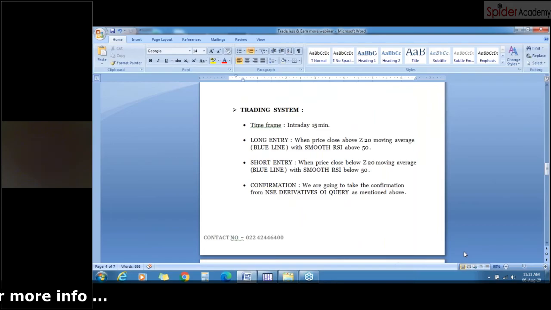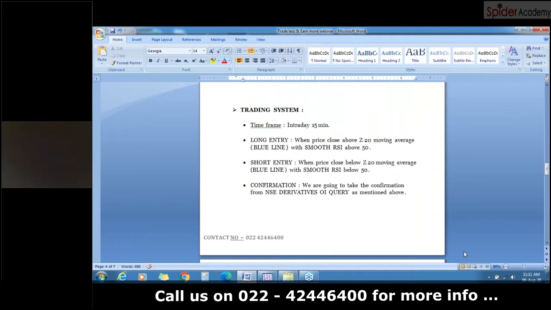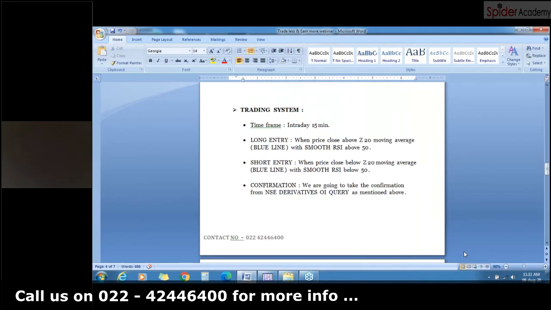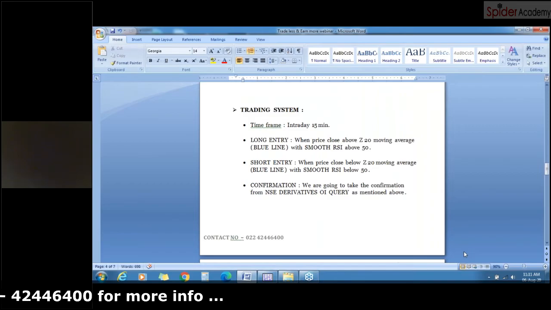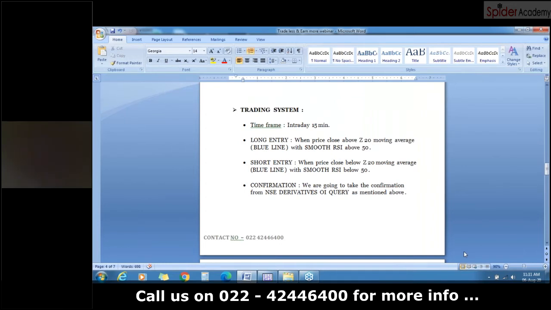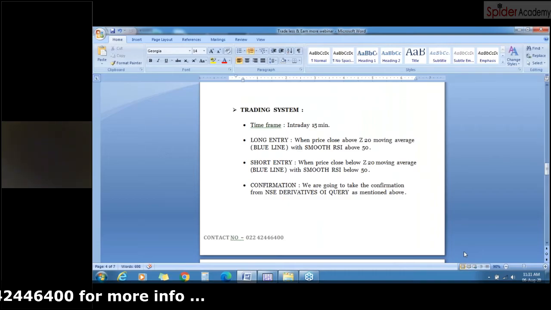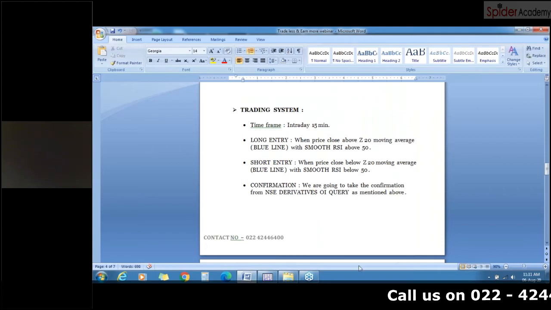Then how we will go for a long entry: when the prices close above the Z20 moving average, that is the blue line as I have mentioned earlier, with smooth RSI above 50. And the short entry will be when prices close below the Z20 moving average, that is the blue line, with smooth RSI below 50. And we are going to take confirmation from the NSE derivatives OI query as I mentioned above. Okay, so we will check on the charts over here first.